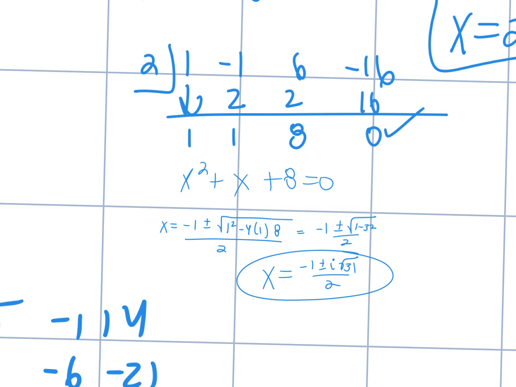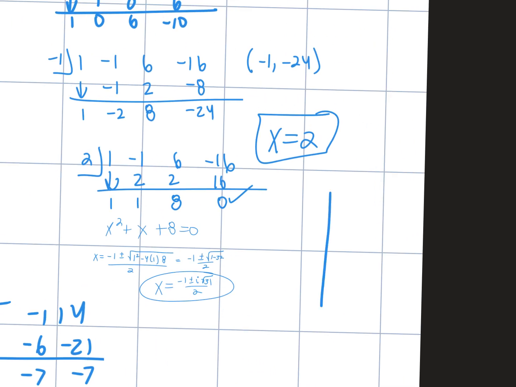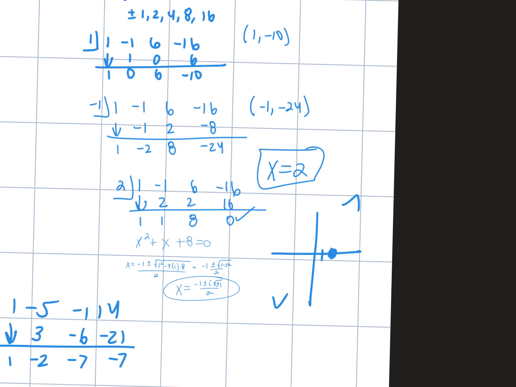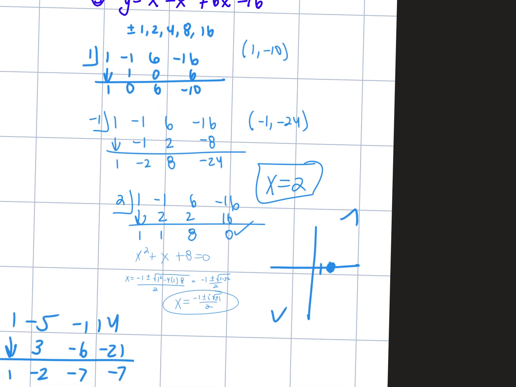So you found all 3 answers, but only one of them is on a graph, correct? So if you are going to graph this, you would have your point here at 2. You know your end behaviors. You know some additional points. 1, -10, so maybe here-ish. -1, -24, maybe here-ish.